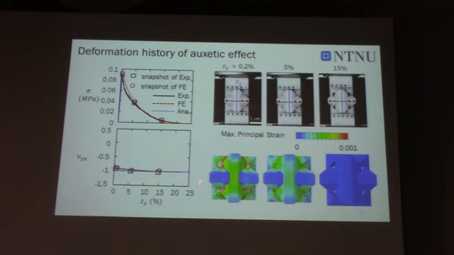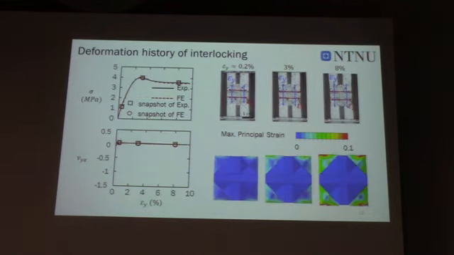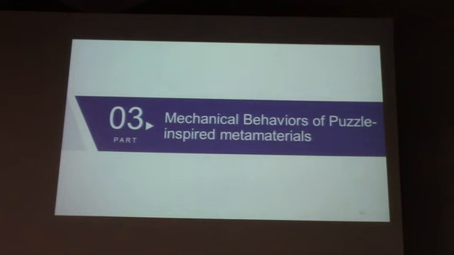The numerical simulations give us physical insight: the local deformation of the building blocks is very small, but the global deformation is large. For the interlocking case, the simulation results also predict the experimental curves very well, both the stress-strain curves and the Poisson's ratio diagrams. The numerical results also show that strain is localized in the building blocks, while the global deformation in this case is very small. So these are the two cases.